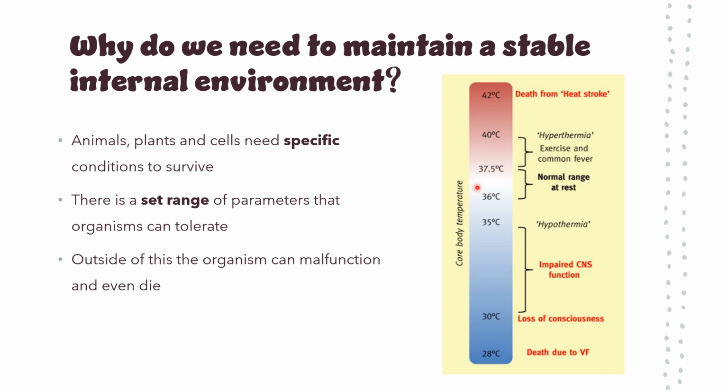Above this 37 degrees, which is our optimal temperature, we have hyperthermia. So this is when you are too hot. Your body can get a little bit hotter when you're exercising or if you have a fever. But if you get to about 42 degrees, you can die from being this hot as well. So our body really does have a very small range that it works best at. Outside of this range, your body can start to malfunction, and then very far outside of this range, your body can even die. And this is the same for plants and other animals.